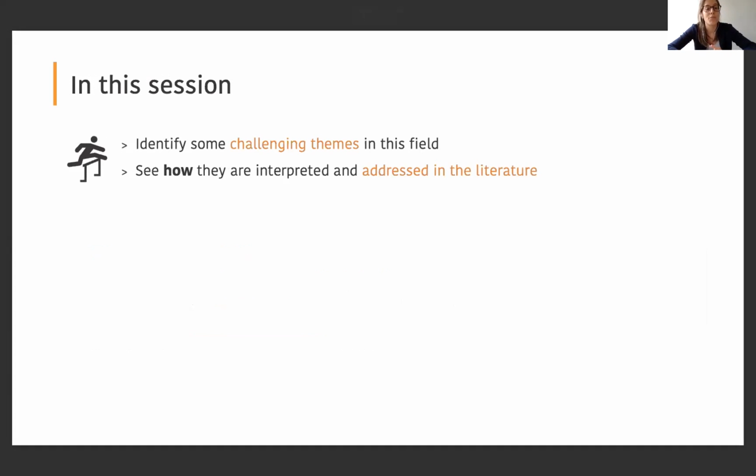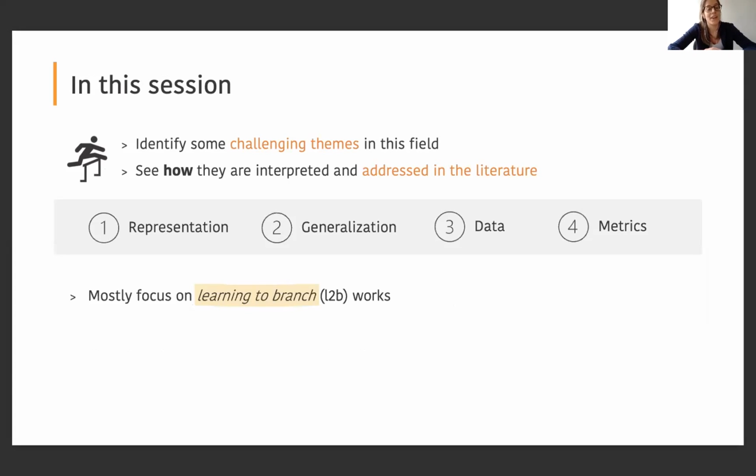So in this session, we will look at some of these challenging themes in the field, and we will see how they are interpreted and addressed in the literature. What we identified are four themes: representation, generalization, data, and metrics. And we will mostly focus on learning to branch works. That's because we like those works, and also the literature is very rich in this area.